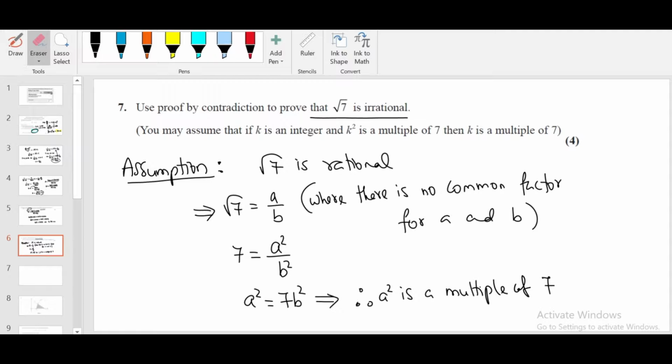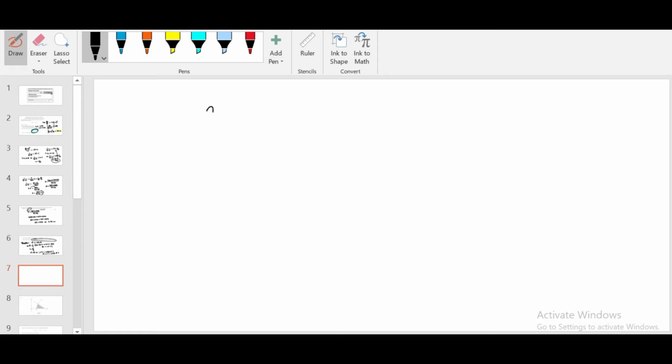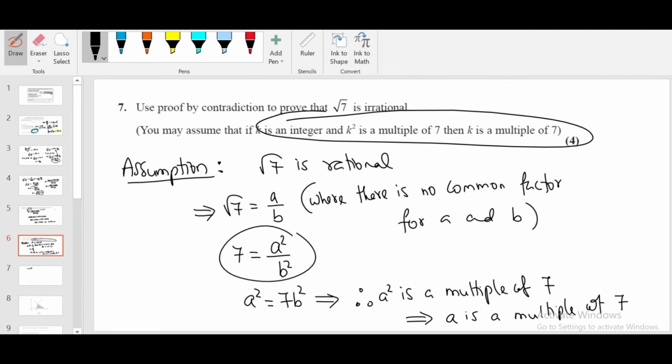So as per this theorem given in the question, if K square is a multiple of 7, then K is a multiple of 7. So you can write if A square is a multiple of 7, A is a multiple of 7. If A is a multiple of 7, we can write A as 7k, right? Because it's a multiple of 7. A is 7k. So I'm going to sub in A is equal to 7k in here.